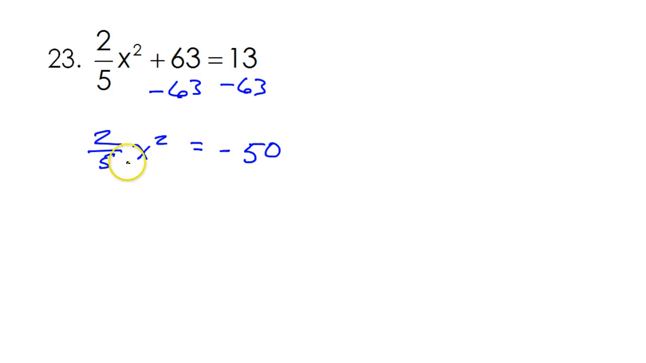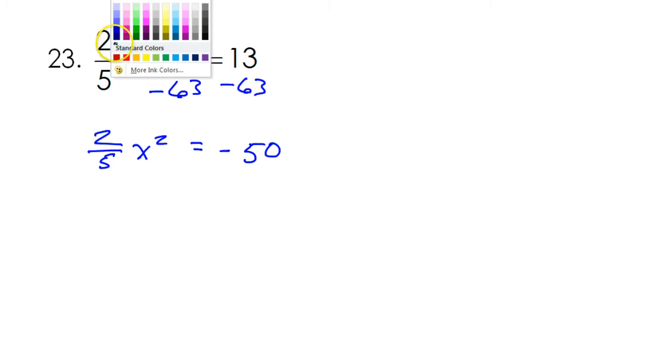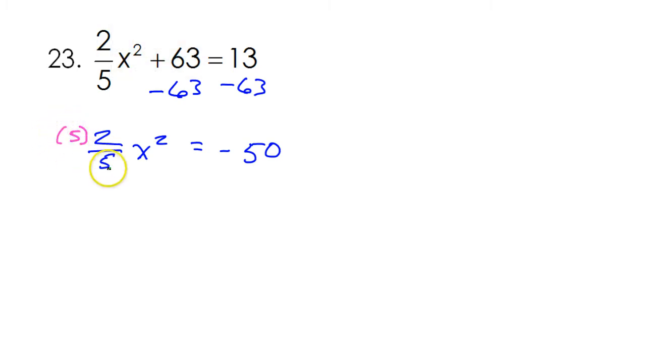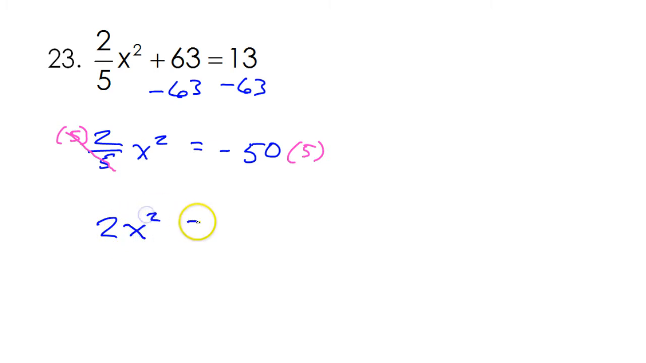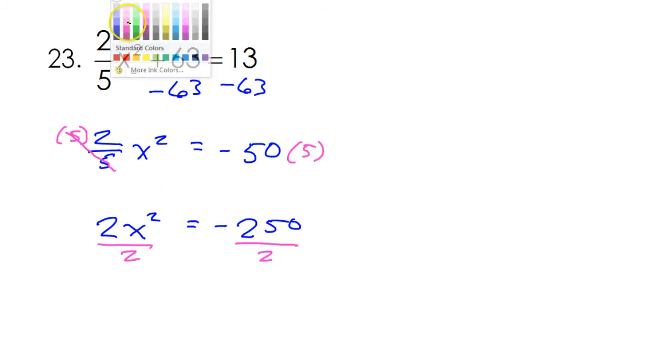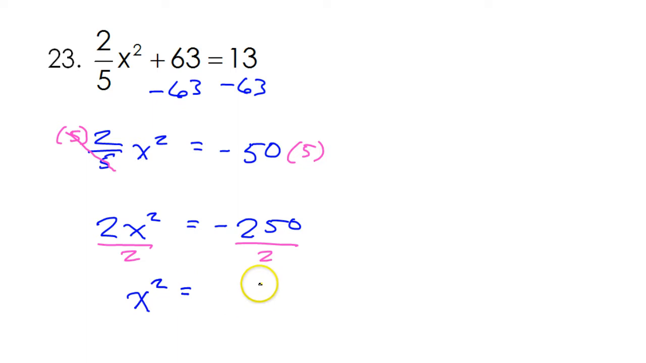Okay, now when you have a denominator, one thing you can do is multiply both sides by whatever's in the denominator. So I'm going to multiply by 5 on both sides in order to cancel out these 5's. That's going to leave me with 2x squared is equal to negative 250. Alright, then we will divide both sides by 2. And that will give us x squared is equal to negative 125. Whoa.